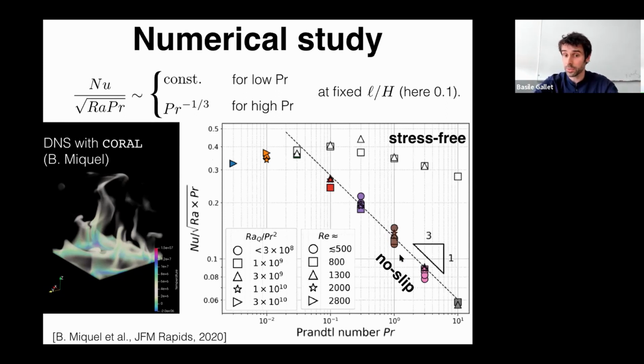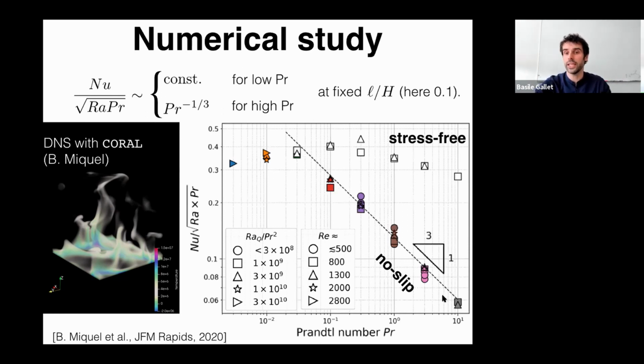And you can see that large Prandtl number, in fact, is not so large. Even Prandtl number 10 to the -2, which is what you would have for a liquid metal, let's say, is just right at the transition between low Prandtl number and large Prandtl number. And at 0.1, you're already in the large Prandtl number regime. So that validates the theory.